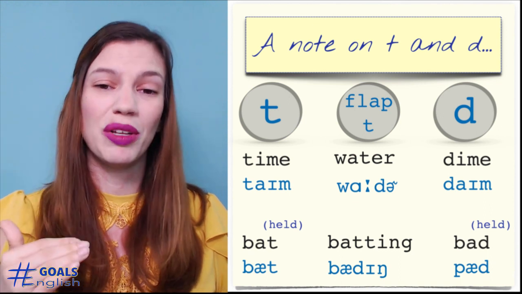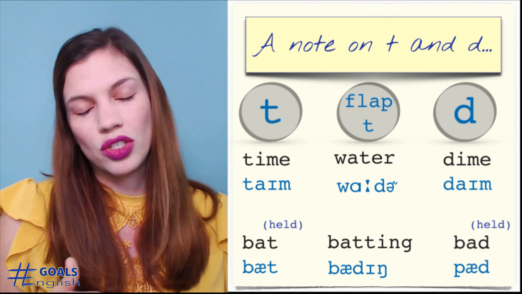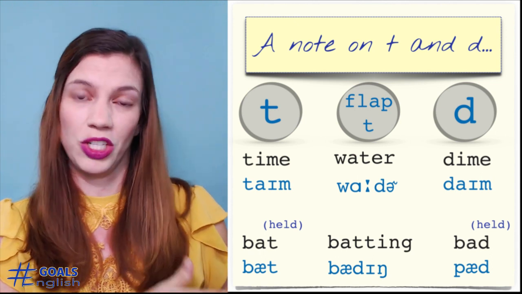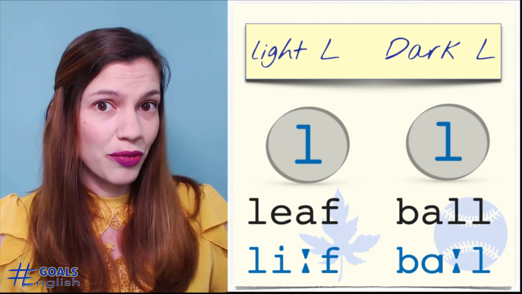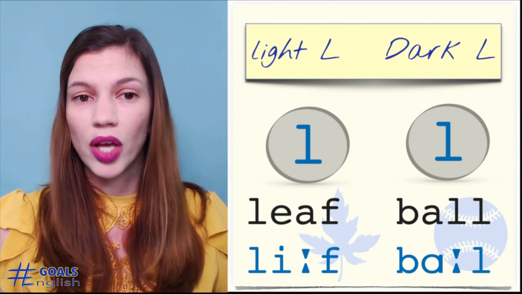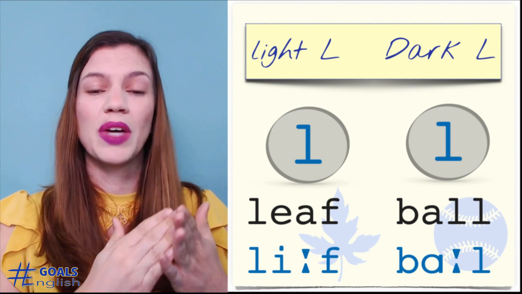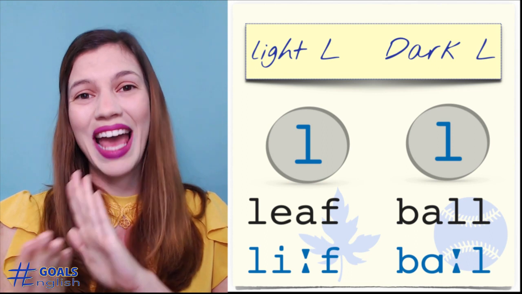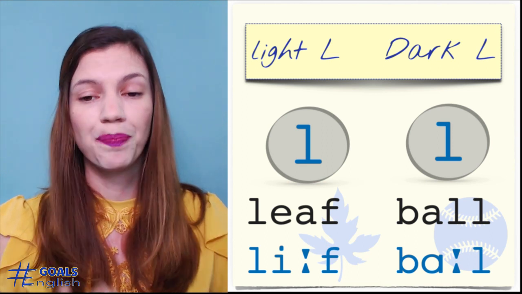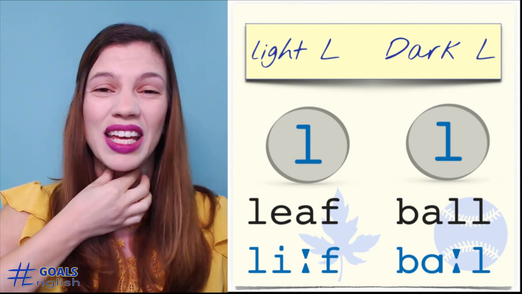So I simplify in my lessons the flap T to a D because it's just easier. But if you look it up in the dictionary, it's going to show you that T. So another point of confusion might be the light L, also called clear L, and the dark L. A light L comes at the beginning of a word or syllable, and a dark L comes at the end of a word or syllable. Now the dark L will have kind of a hidden vowel before it.